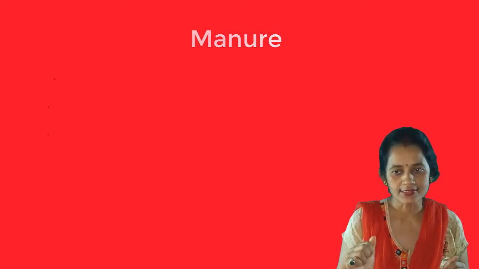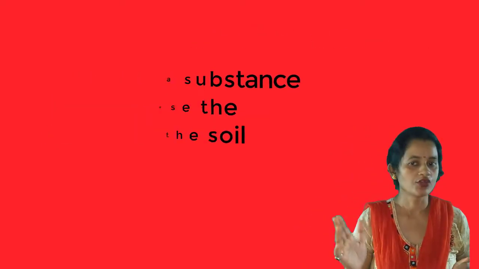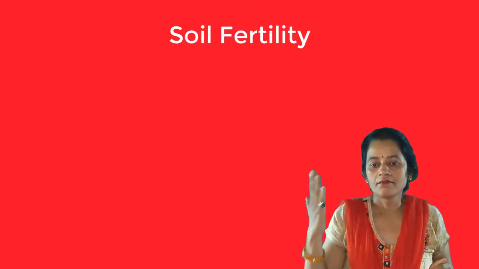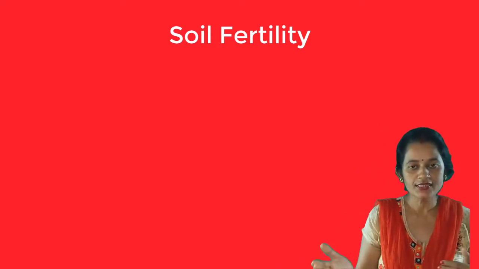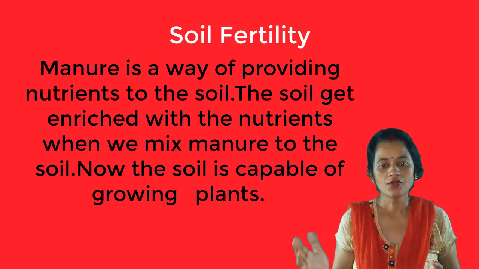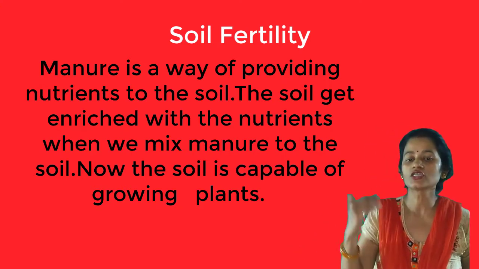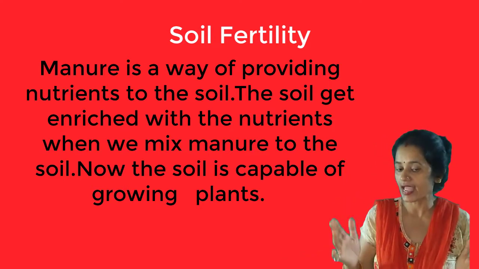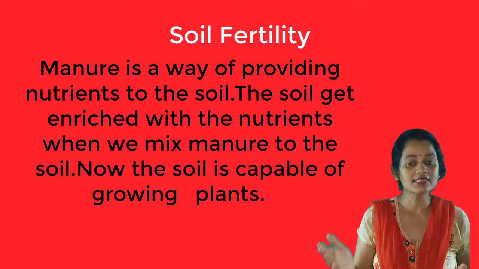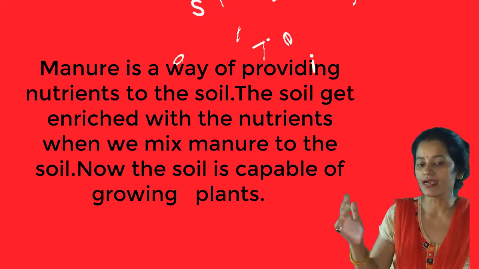Let us discuss manure. Manure is a substance that increases the soil fertility. Now the question is, what do you mean by soil fertility? As we know, manure is a way of providing nutrients to the soil. So what happens when we add manure to the soil? We are actually enriching the soil with nutrients. So now the soil has all the nutrients and as a result the soil is very good for the growth of plants. It means the soil is capable of growing plants.